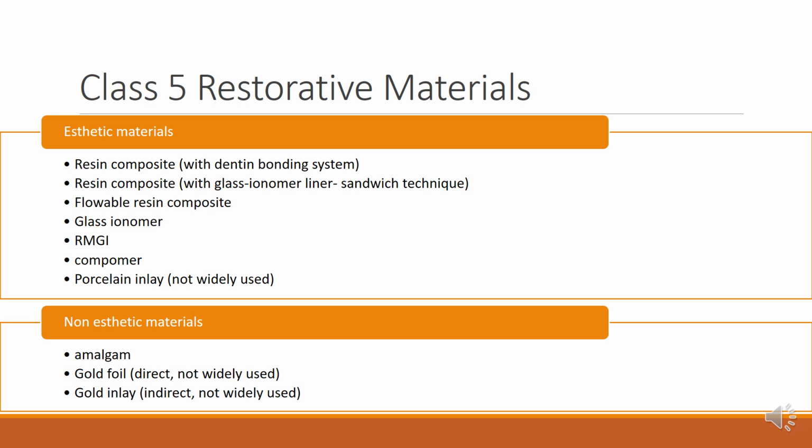Restorative materials can be classified into aesthetic materials and non-aesthetic materials. Non-aesthetic materials are amalgam, gold foil and gold inlay. Gold foil and gold inlay are not widely used. Aesthetic materials are resin composite with dentin bonding system, resin composite with glass ionomer liner, which is called the sandwich technique, flowable resin composite, glass ionomer, resin modified glass ionomer, compomer, and porcelain inlay, which is again not widely used.